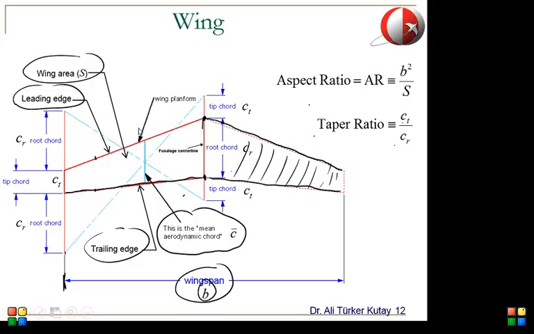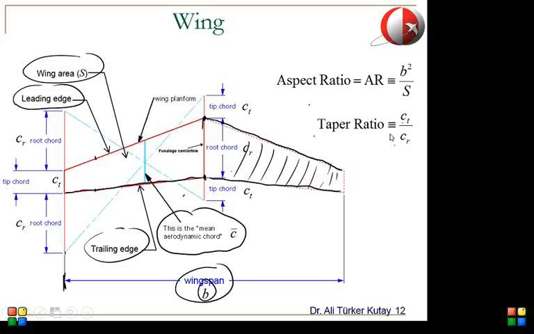So here we're looking at the wing from a top view. The general shape is called the wing planform. So this shape you see here, which is a trapezoid, is called the wing planform. I talked about the chord length and the wingspan, and I said that one of the most important parameters is the aspect ratio, which is defined with this formula here. And then there's one other ratio which is called the taper ratio.